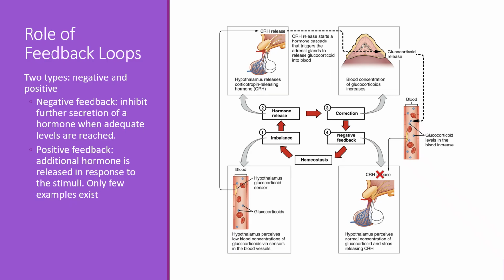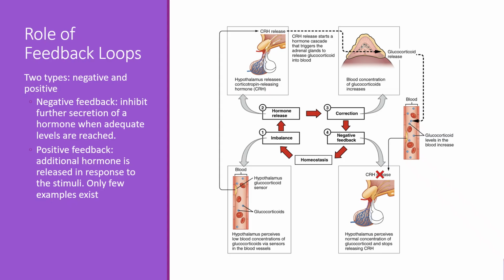All right, so just a reminder again on those feedback loops. If you do not remember this from last semester, it is imperative that you go spend some time reminding yourself about negative and positive feedback loops. Negative feedback inhibits further secretion of a hormone when you have the right amount.